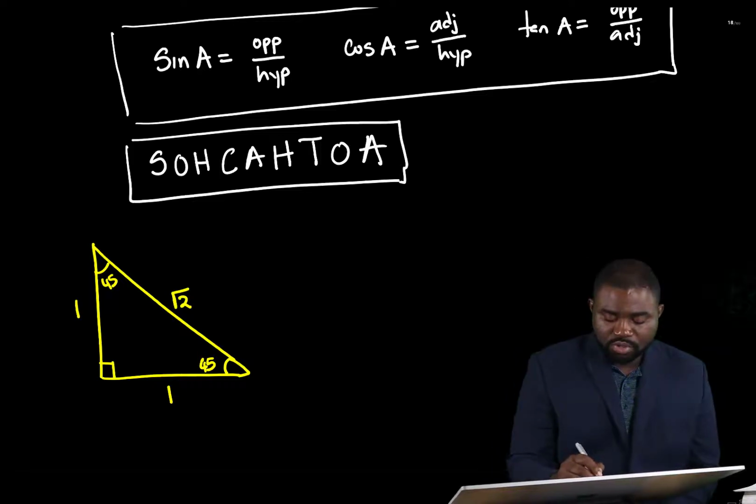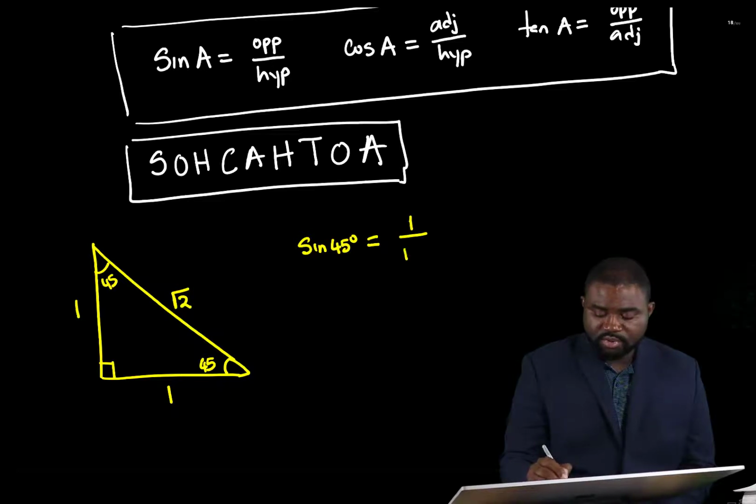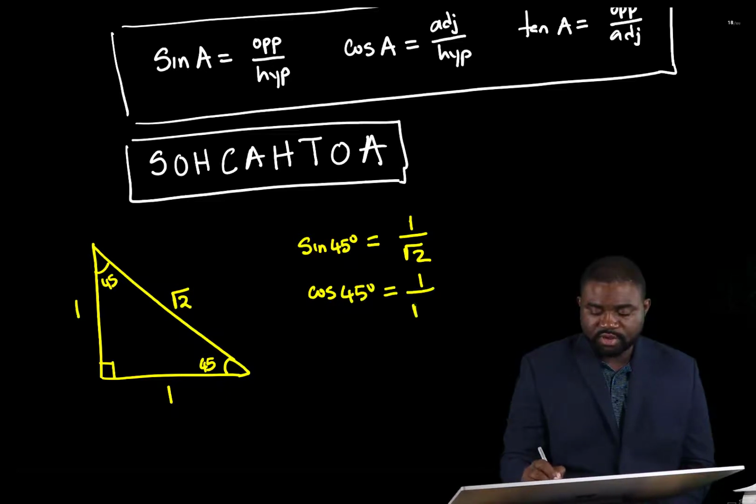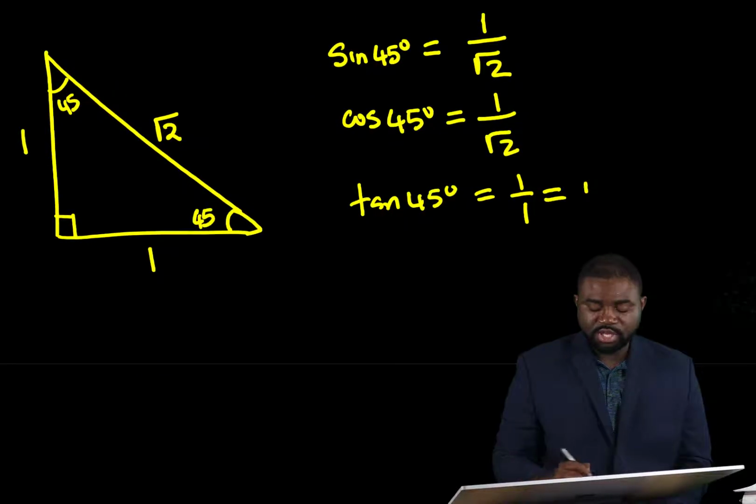Hence, per SOHCAHTOA, the sine of 45 degrees will be equal to opposite, which is 1, divided by hypotenuse, which is root 2. The cosine of 45 degrees is adjacent, which is 1, divided by root 2. And the tan of 45 degrees is opposite over adjacent. This is just going to be equal to 1.